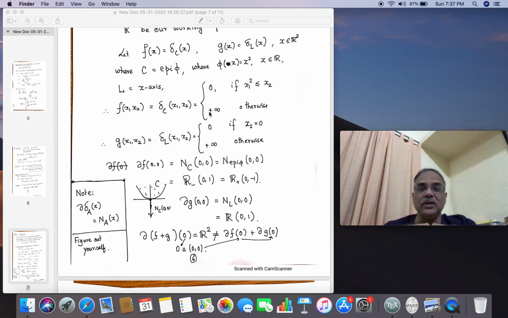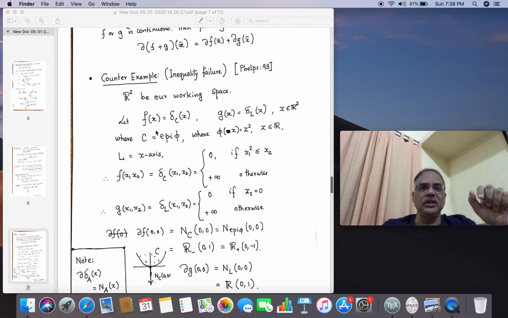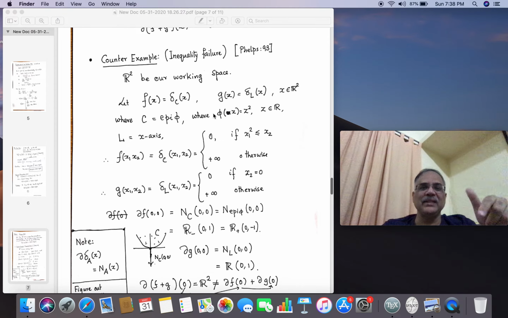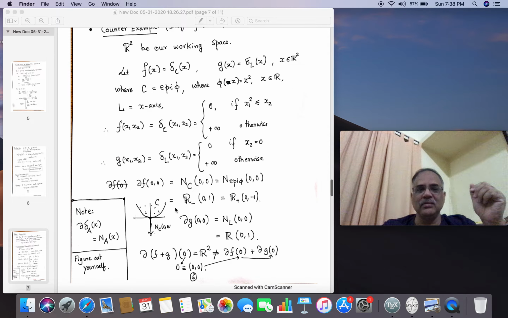It's not that the conditions are not really required. You see here, the interior of dom F is the epigraph of the x square function, the z square function, this one. And here, dom G is R itself, the x-axis. So the interior of these two domains don't intersect. The boundaries intersect at 0, but the interiors don't intersect.